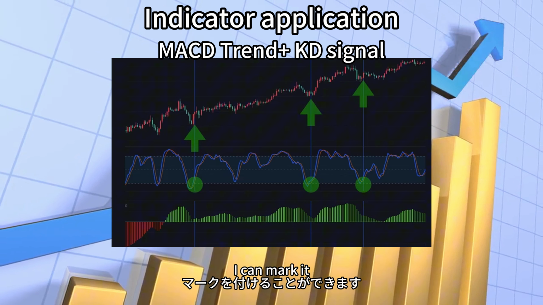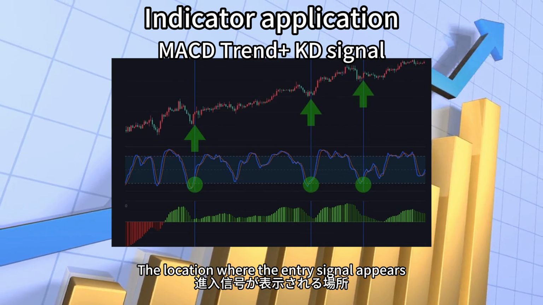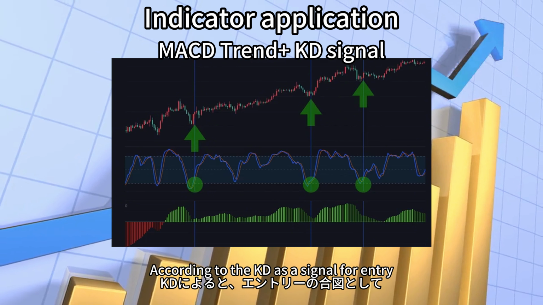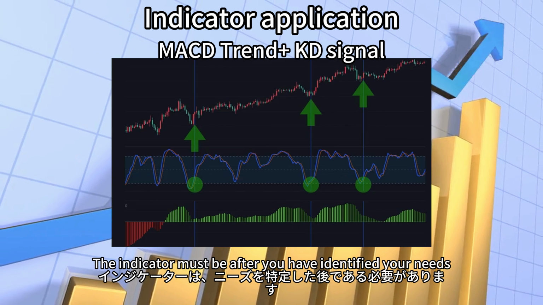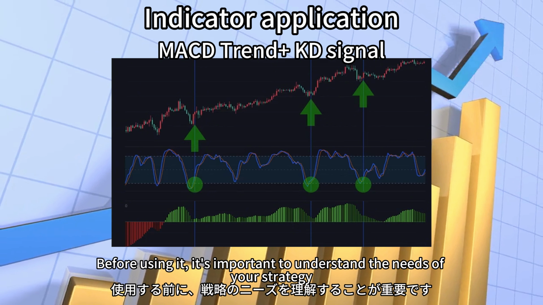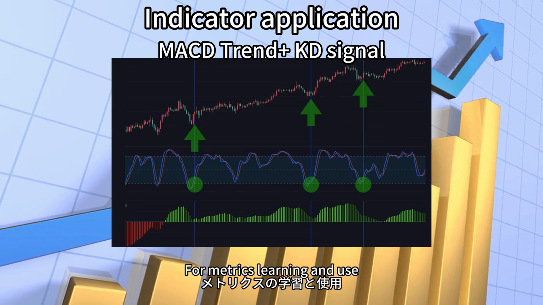I can mark the location where the entry signal appears. We can see that a trend unfolds at the beginning of a period, according to the Kd, as a signal for entry. The indicator must be chosen after you have identified your needs, as a more efficient tool to achieve your goals. Before using it, it's important to understand the needs of your strategy for indicator learning and use.